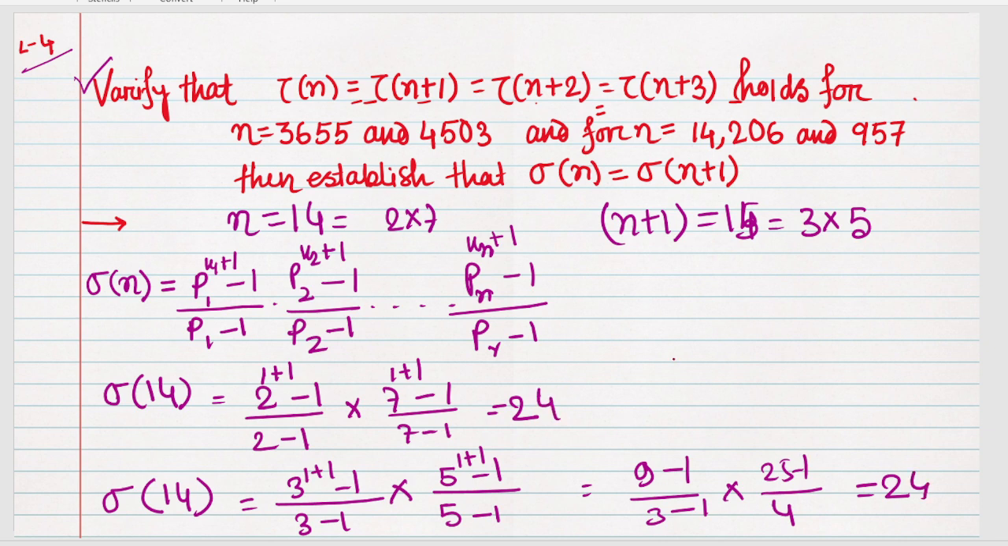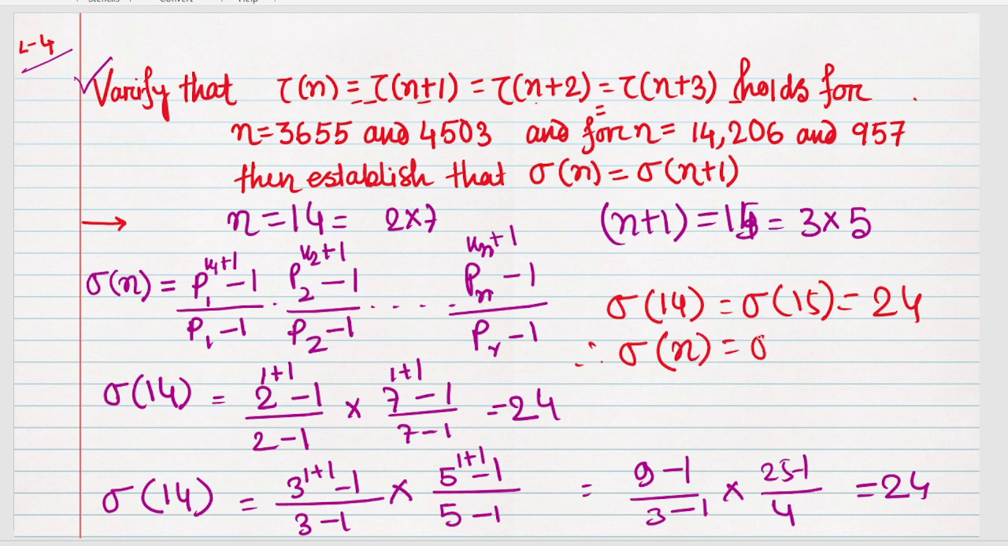So we can easily show that sigma of 14 is equal to sigma of 15, which is equal to 24. That means we have established that sigma of n equals sigma of n plus 1 equals 24, which proves our statement. In the second case also, you can easily find the value for n equals 206 and 9572. So I will show you the second way, the alternative way, to prove the statement of the same question.